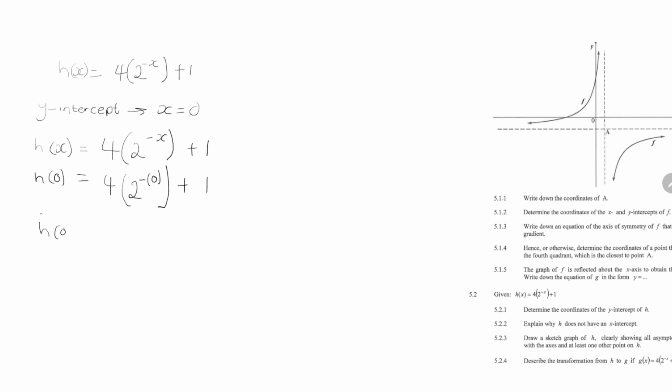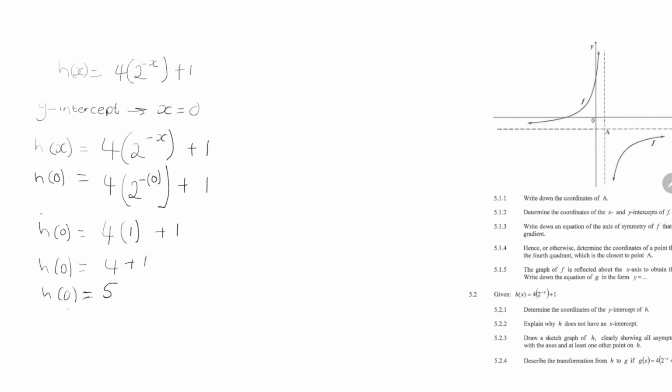h of 0 is equal to 4 multiplied by everything to the power 0 is equal to 1. So here we will have a 1 in bracket plus this 1. So h of 0 will be equal to 4 multiplied by 1, that's a 4. We bring down the 1, so h of 0 is equal to a 5.